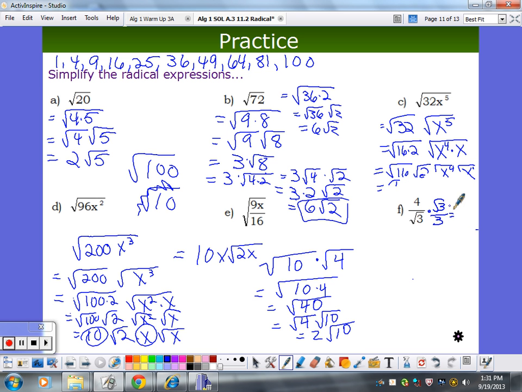What do I get in the numerator? And what do I get in the denominator? Done. Let's look at this guy. I'm looking at E.